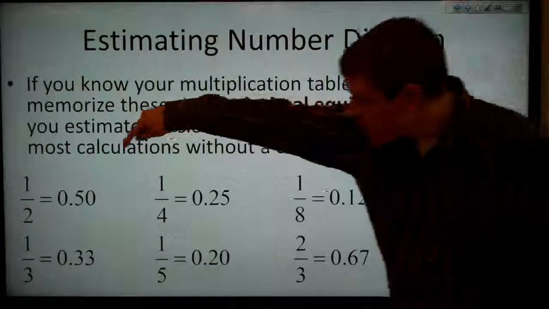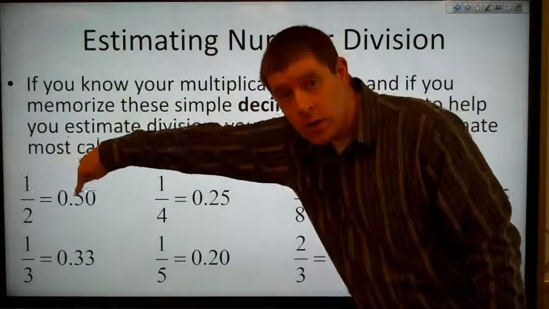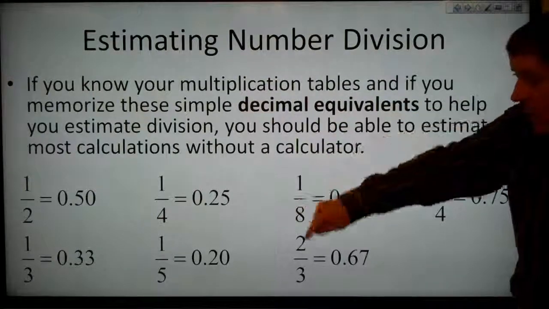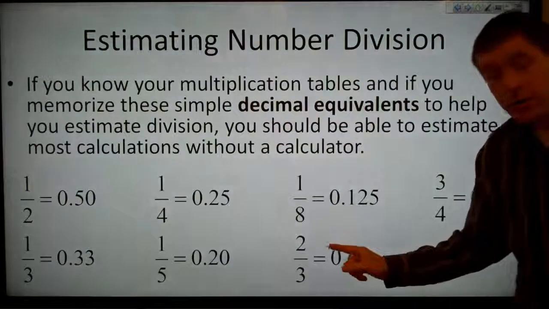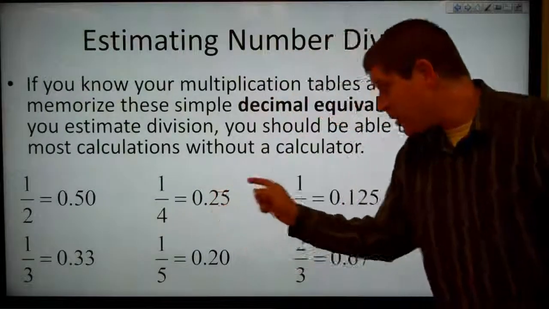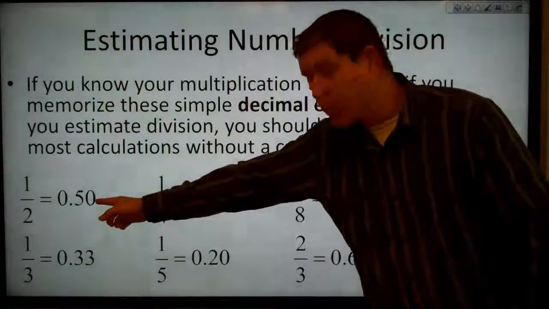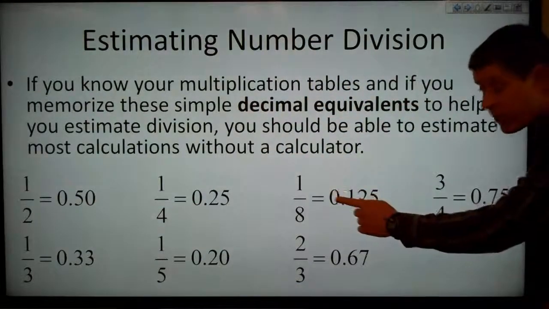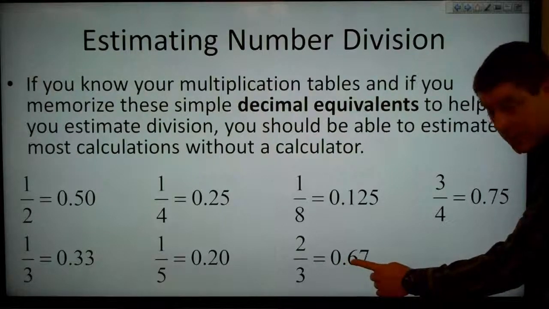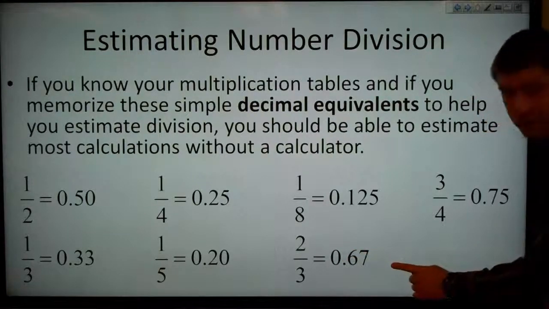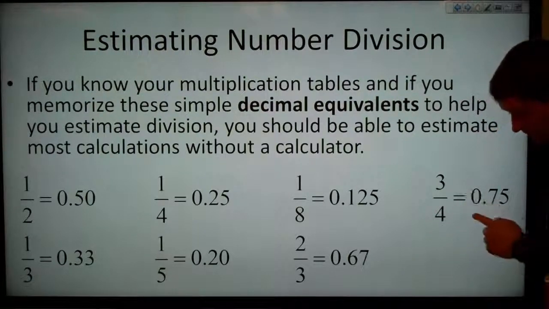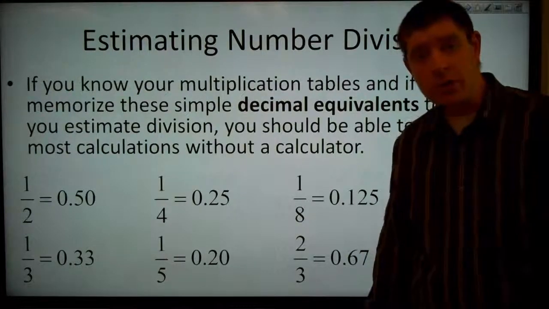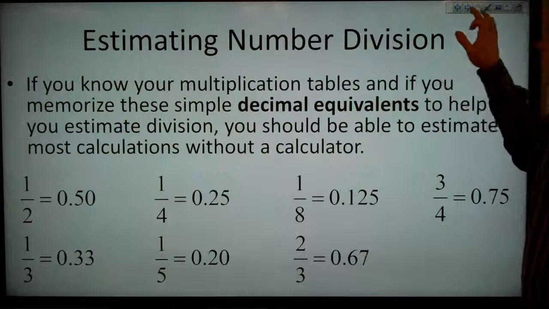Note that if we go from 1 to 1/2 to 1/4 to 1/8, as the number in the denominator doubles, our result is half of the previous result. 0.5 is half of 1, 0.25 is half of 0.5, 0.125 is half of 0.25. Then we should have a few others that we know. 2 over 3 is 0.67 or 0.66 repeating. 3 over 4 is 0.75. If you know these, then you should be able to estimate fairly closely just about all the calculations that we're going to end up doing.